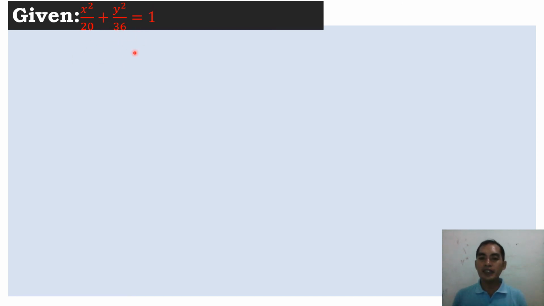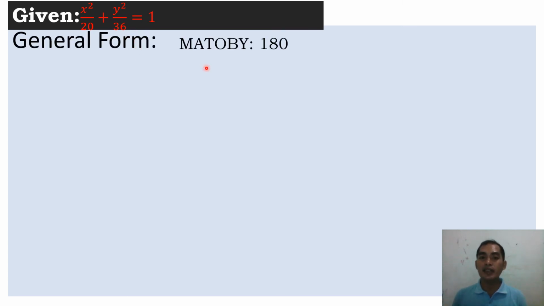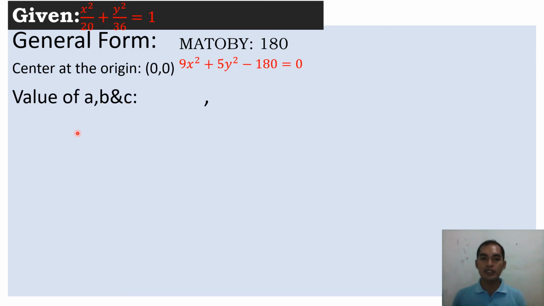Get the LCD of the denominators. The LCD of 20 and 36 is 180. So you will multiply all the terms by the LCD. So 180 times x squared over 20 is 9x squared. 180 times y squared over 36 is 5y squared. 180 times 1 is 180. When you transpose to the other side, it became negative 180 equals 0. So this is now in general form. Take note that the center is at the origin.